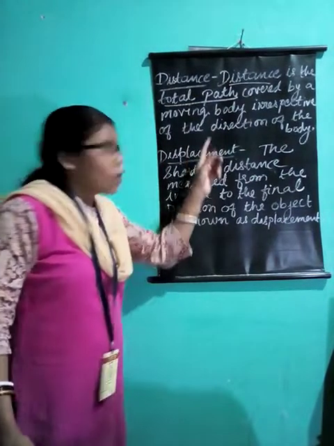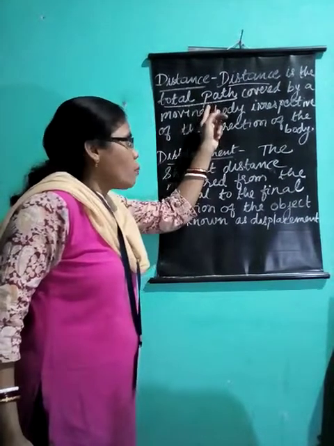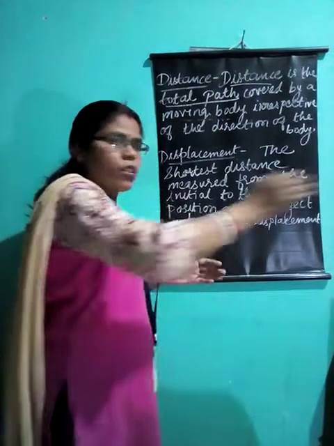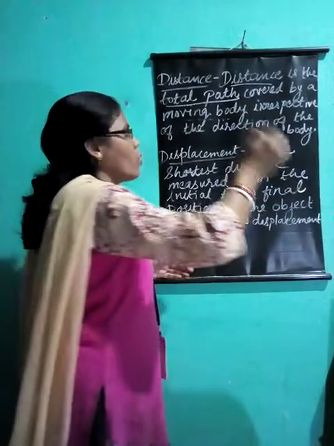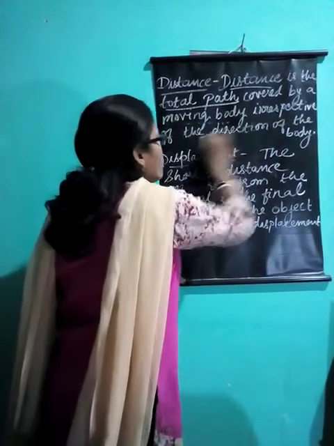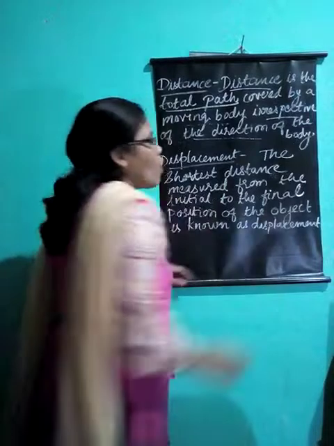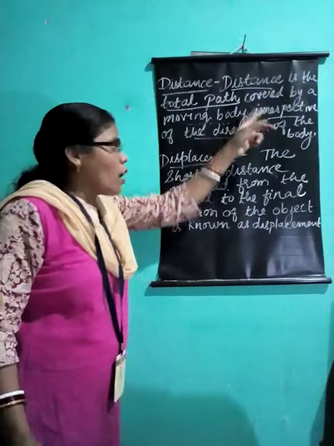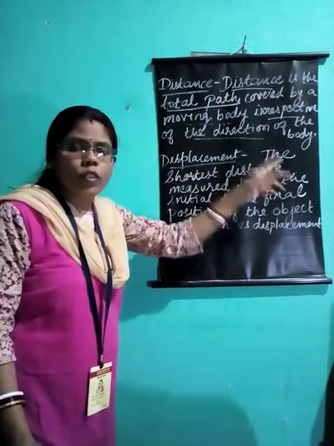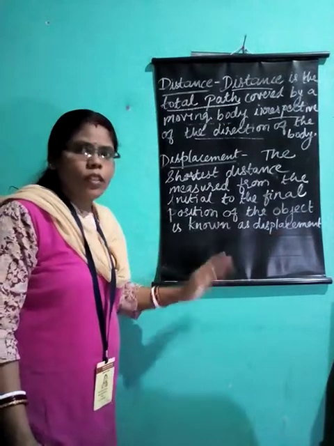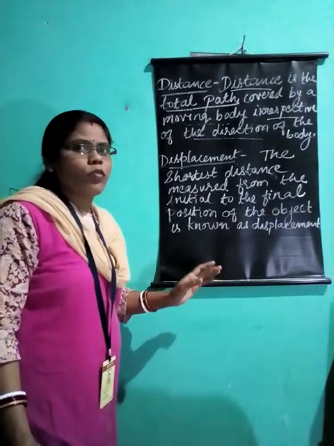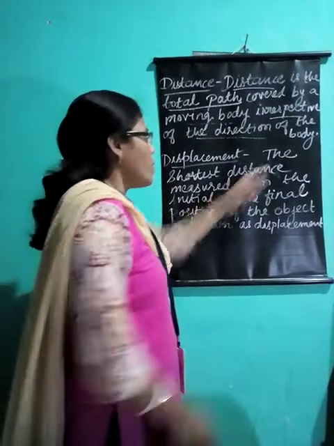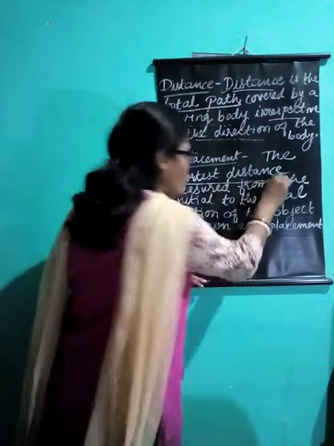Remember this. Distance is total path covered by the moving body. Whatever the total path it has covered by the moving body, irrespective of the direction of the body, is called distance. The total path covered by a body, irrespective of the direction of the body, is called the distance of the body. What is displacement? Displacement is the shortest distance.